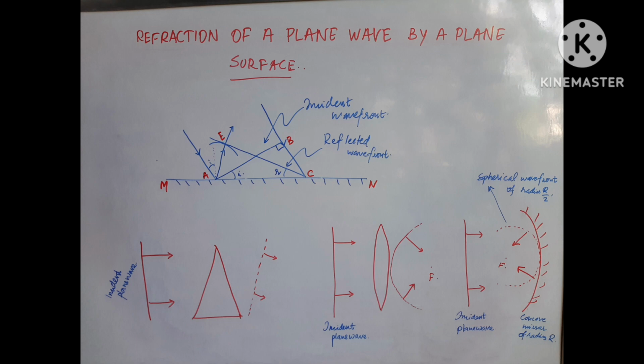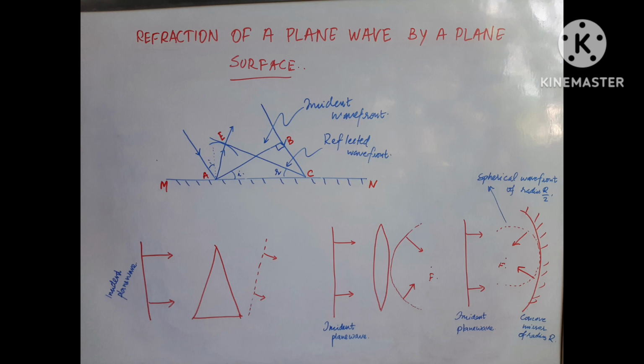So we can say that this side is the same, and the angle at E and the angle at B are 90 degrees. So we can say that these are congruent triangles. So we can prove that i is equal to r, that is nothing but the law of reflection. So we can easily prove that the law of reflection is valid at this point.